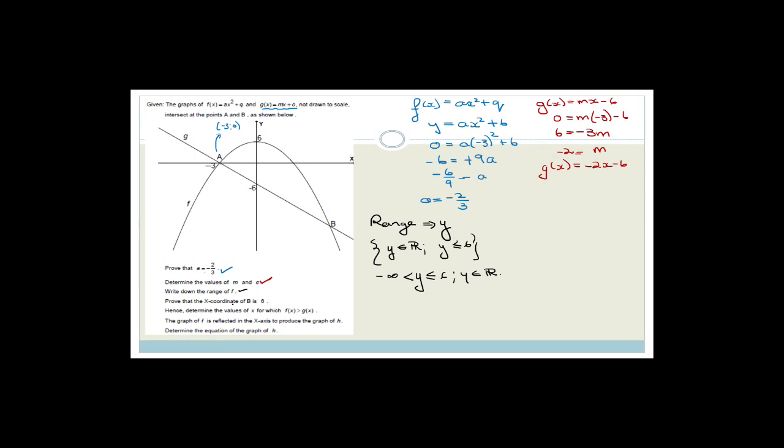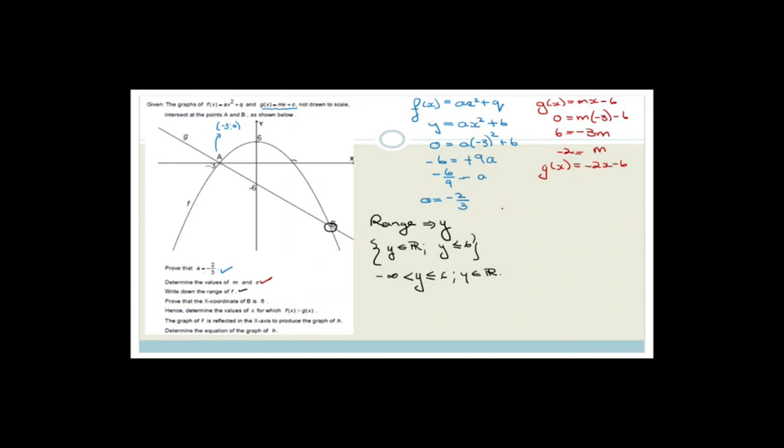Now it says prove that the x coordinate of B is 6. So they want us to prove that x is going to be 6. So what do we know? We know that that's the other place that the straight line and the parabola meet. So the easiest way to do that is to take these two equations of the straight line and the parabola and equate them and find the two places where they meet. We know the one's going to be -3. So therefore we can work this out. Okay. So let's carry on.